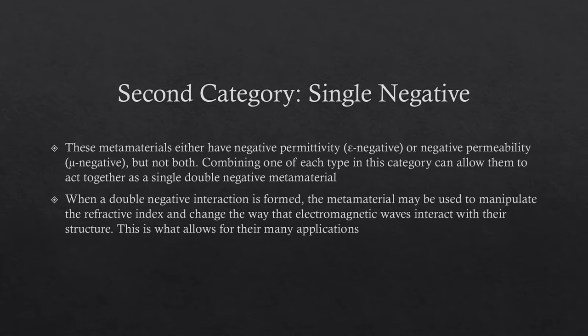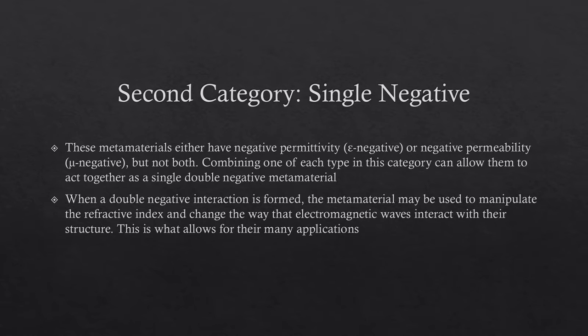The second category of metamaterials is the single negative. These metamaterials either have a negative permittivity or a negative permeability, but not both. Combining one of each type in this category can allow them to act together as a single double negative metamaterial.